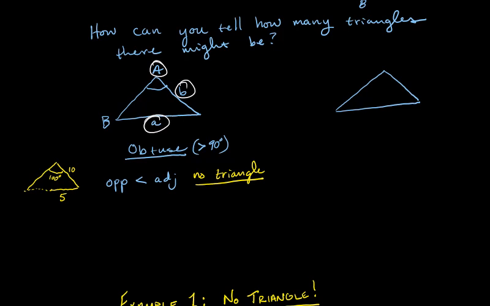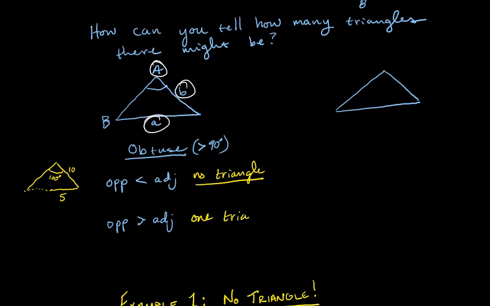If the opposite side is greater than the adjacent side, then you're only going to get one triangle.